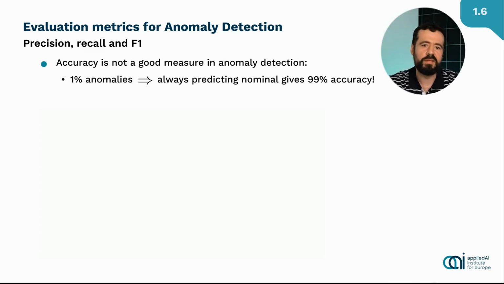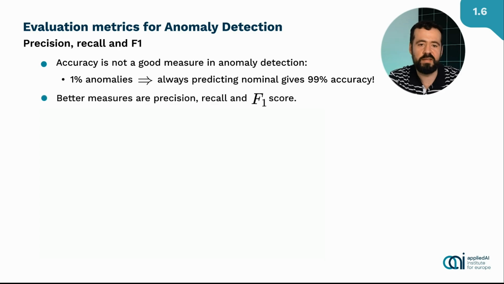This can easily be seen if we consider the case that we only have 1% of anomalies in our data. In this case, deploying an anomaly detection system that always predicts nominal will already give us 99% accuracy, which shows that in such cases, accuracy might not be a good metric to evaluate the system. Better metrics are precision, recall, and the F1 score. In order to understand them, let's revisit the confusion matrix.